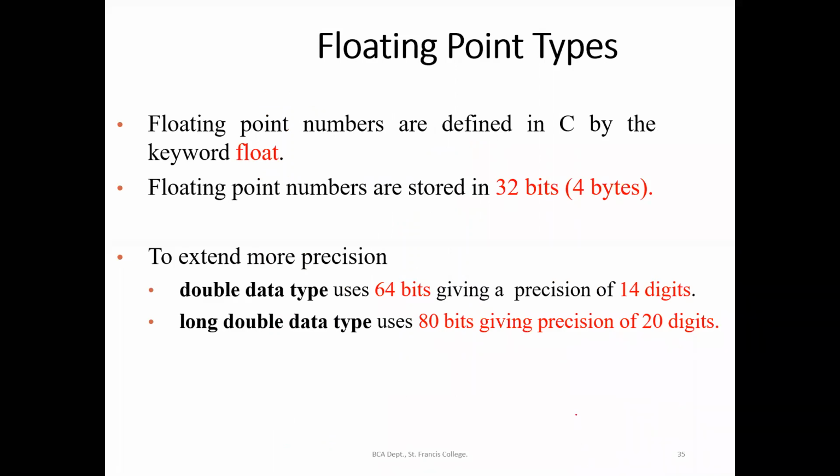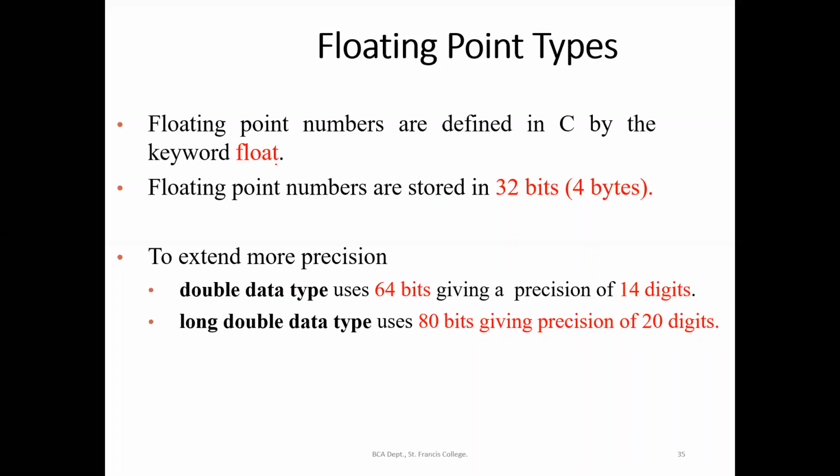Now, which is the next primary or fundamental data type? Float, right? Floating point type. We will be declaring it as float. Floating point numbers are defined in C by using the keyword called float. What are floating point numbers? Floating point numbers are numbers which have decimal values, that is, real numbers.